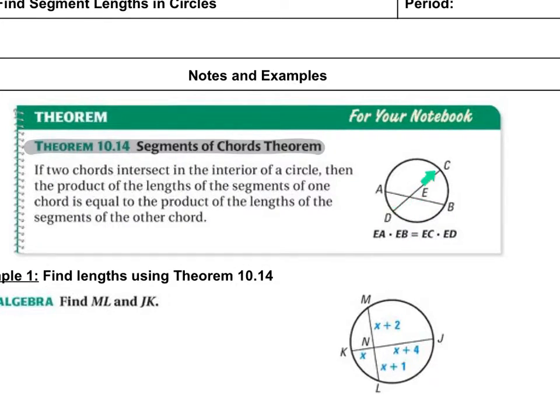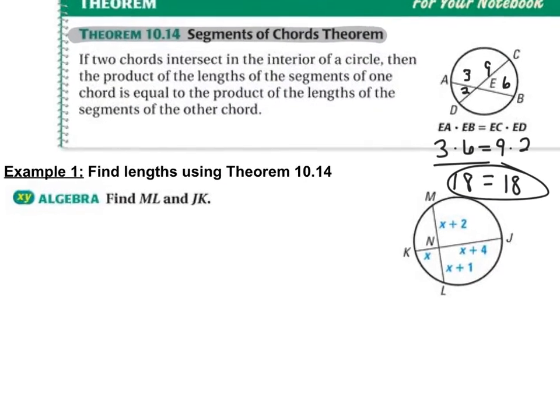EC times ED. So if we put numbers to it, let's say this is 3 and this is 6, this may be 2 and this may be 9. So EA is 3, EB is 6, EC is 9, and ED is 2. 3 times 6 is 18. 9 times 2 is 18. So those will equal out. So that's just something that takes place inside of a circle with segments of chords.